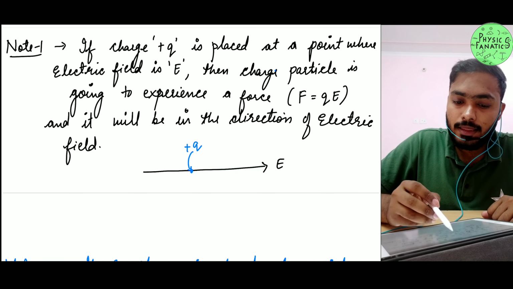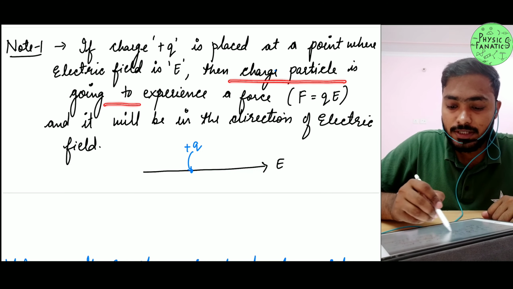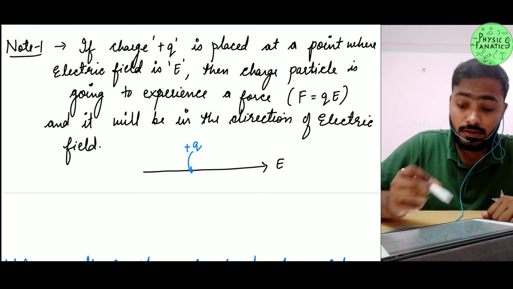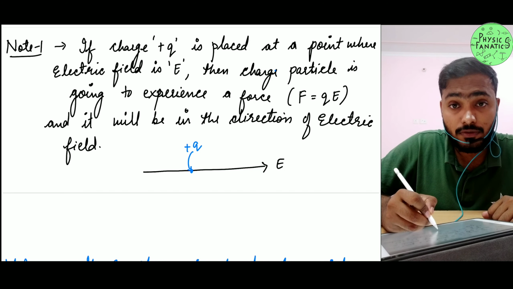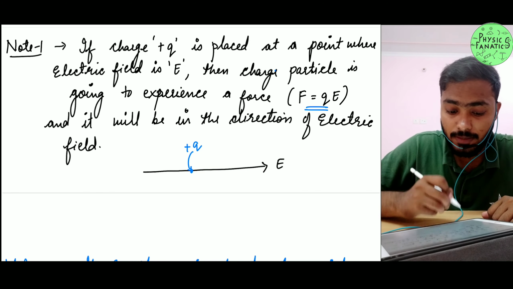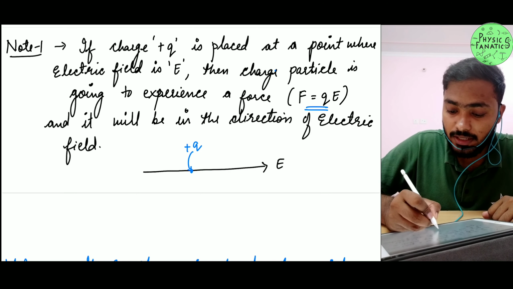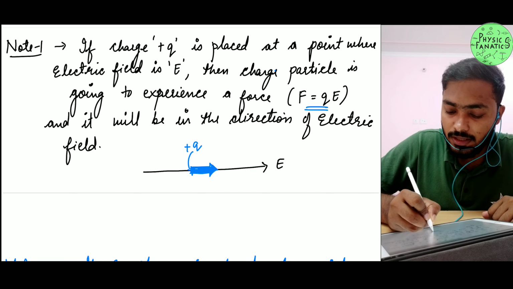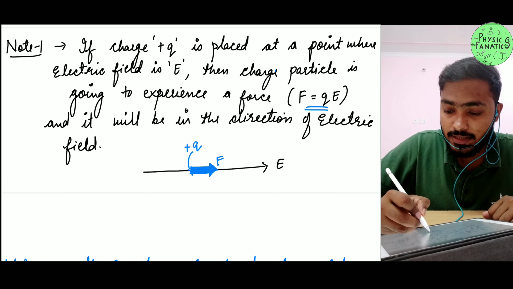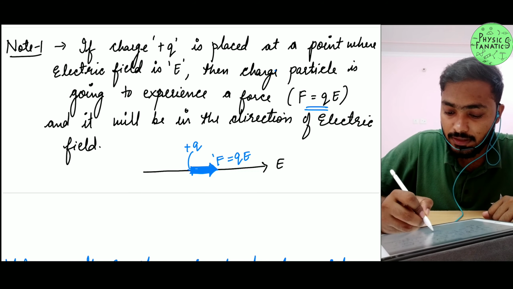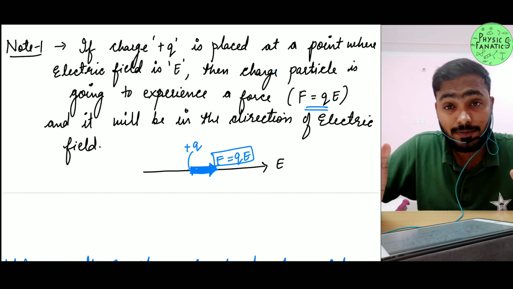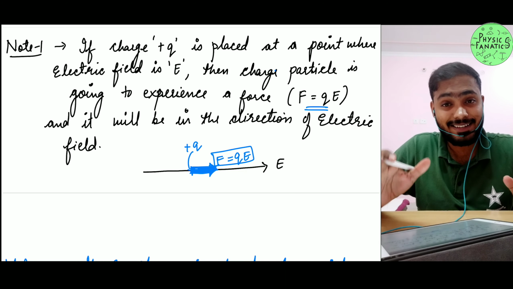Then the charged particle is going to experience a force which is given as F equals qE. So according to this note, this charged particle is going to experience a force F equals qE, and it will be in the direction of the electric field. This is the force that this positive charged particle is going to experience. I hope the first note is understandable.